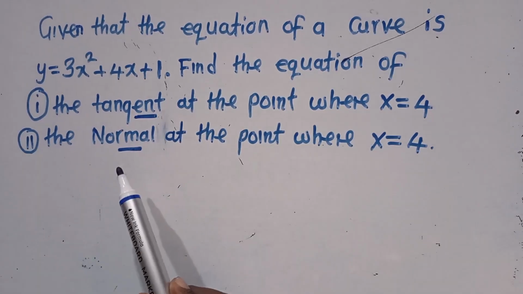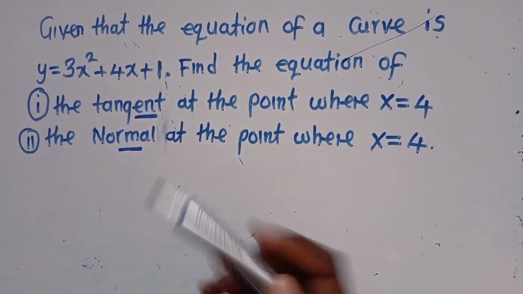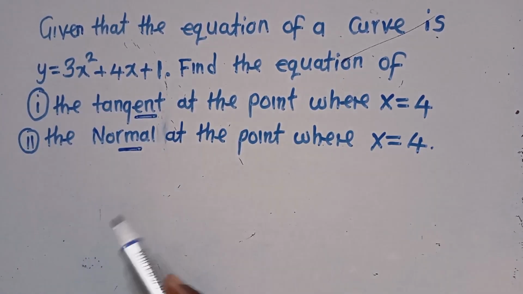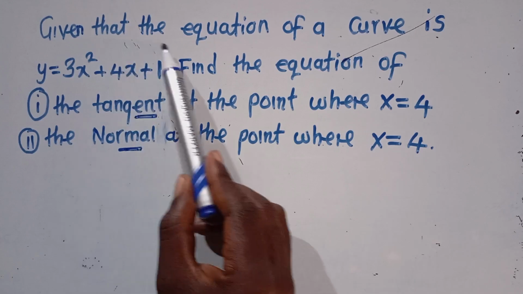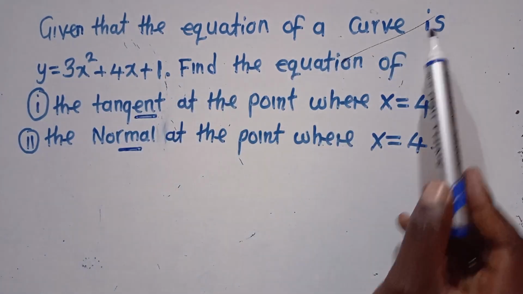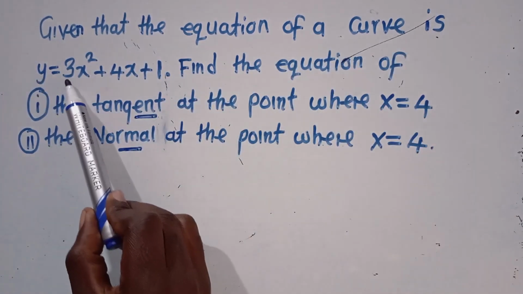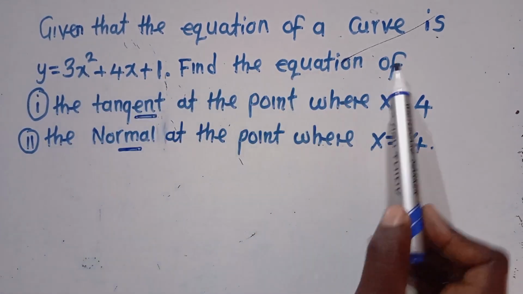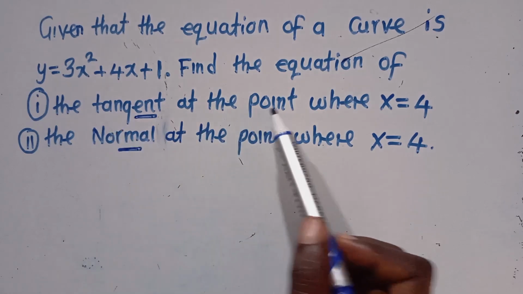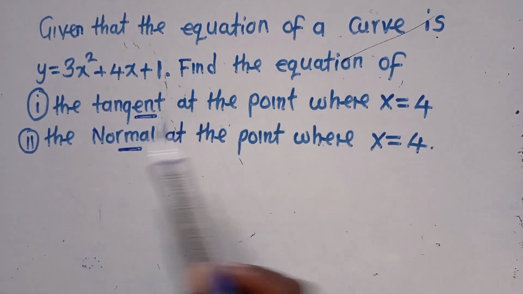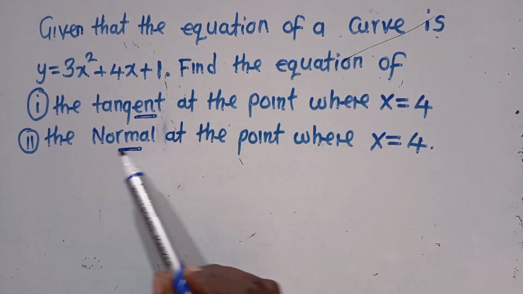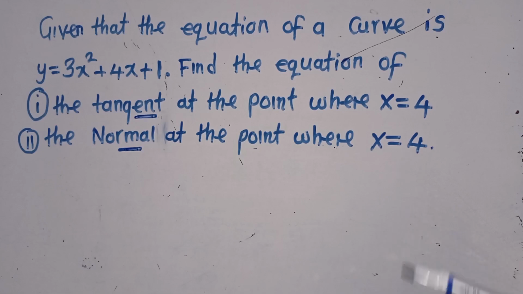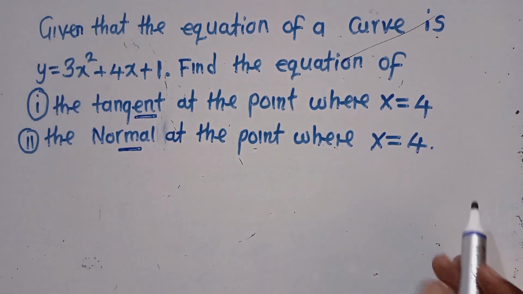This is a wonderful question that we have under calculus. We want to find the equation of the tangent and the equation of the normal. The question says, given that the equation of a curve is y is equal to 3x squared plus 4x plus 1, find the equation of the tangent at the point where x is equal to 2, and the normal. So we want to find the equation of the normal at the point where x is equal to 4. So these are the questions that we are given.